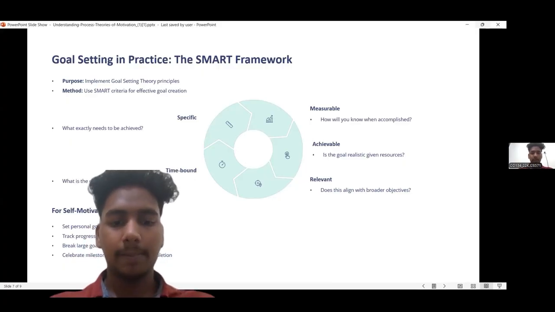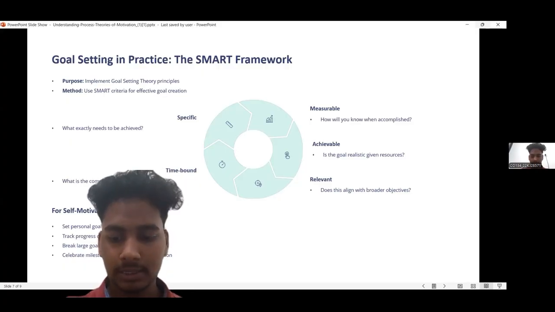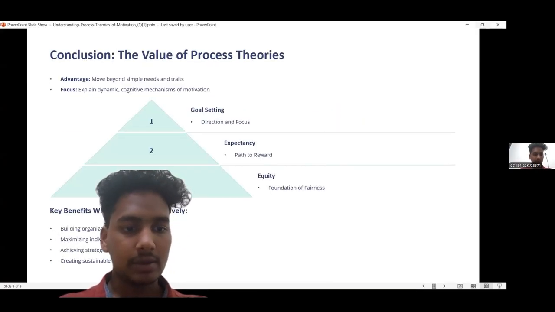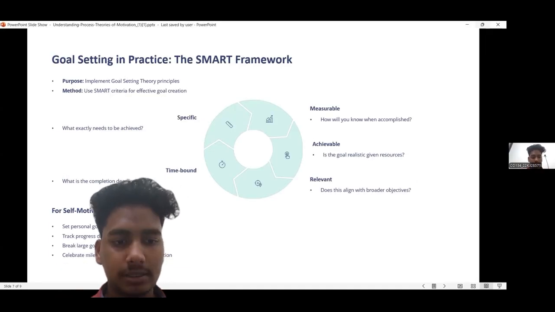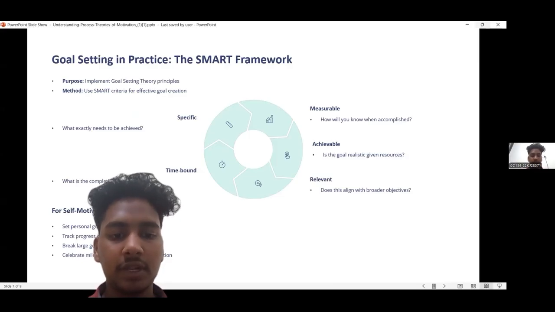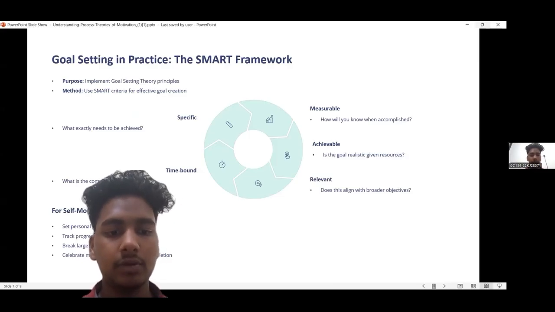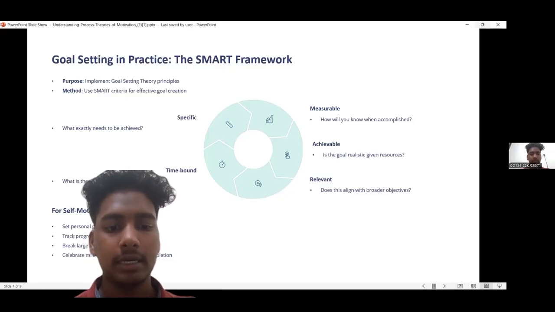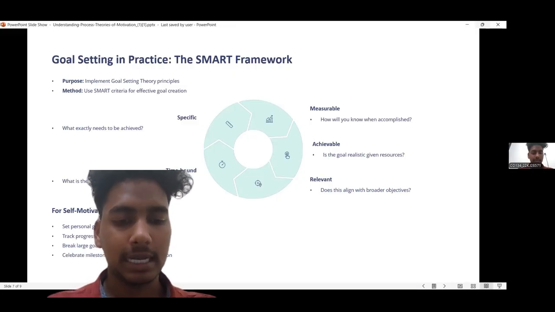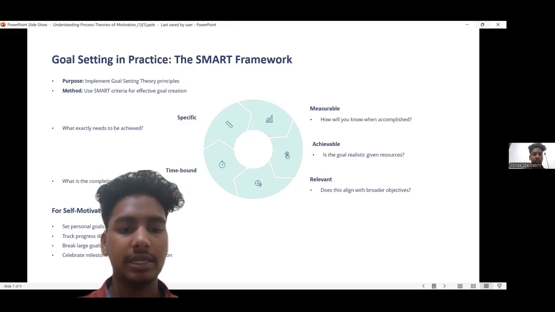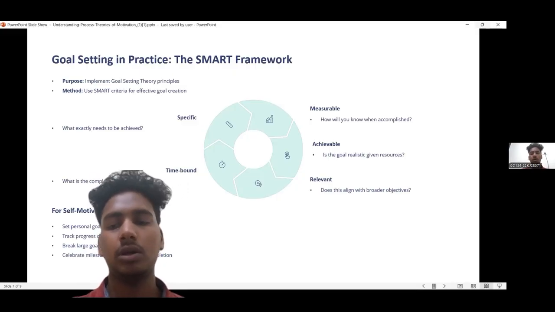And lastly, the comparison of all theories. The theories focus on the link between effort, performance, and reward. People feel motivated when they believe their hard work will lead to good performance and valuable rewards. With equity comparisons, employees stay motivated when they feel their rewards are fair compared to others. And finally, Locke's goal setting theory emphasizes clarity, challenge, and feedback. Motivation increases when individuals have clear and specific goals to work toward. Thank you.